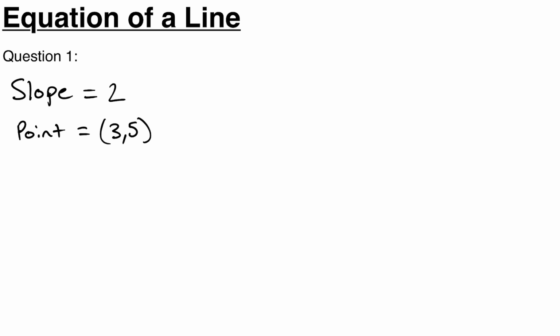If I told you that a given line had a slope of 2 and that a point on the line was (3, 5), and I told you to write me the equation of that line, how would you do that? Well, first let's write our equation of y minus y1 is equal to m, or slope, times x minus x1.